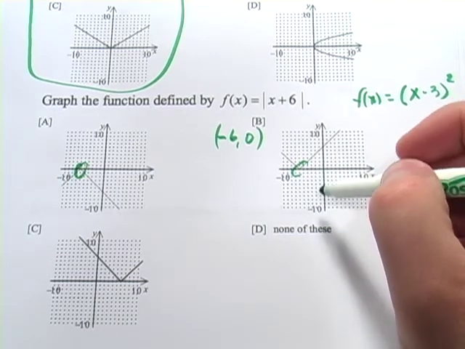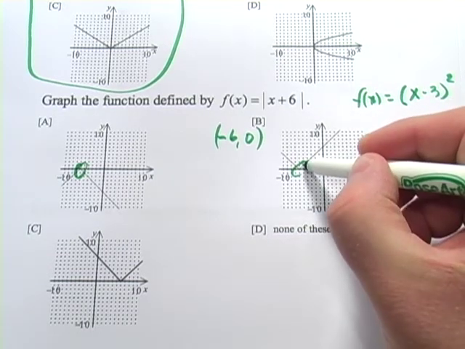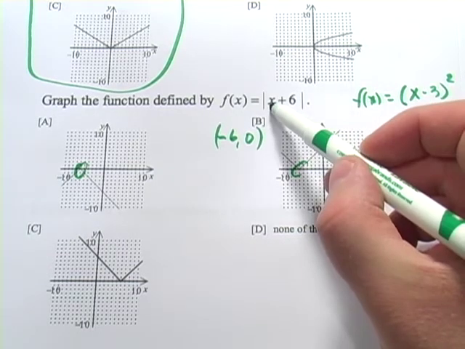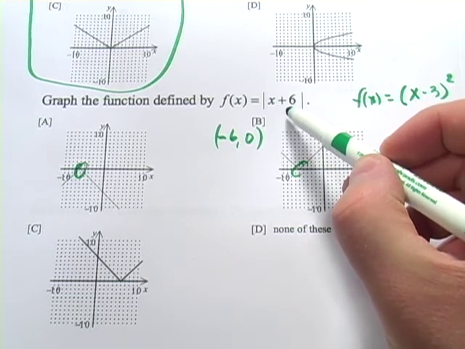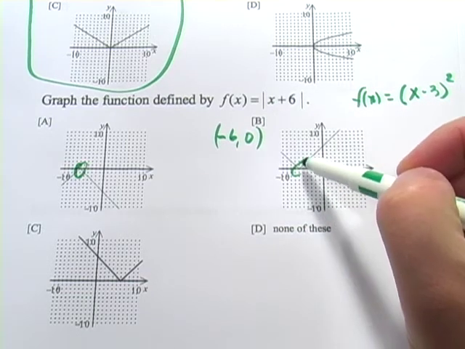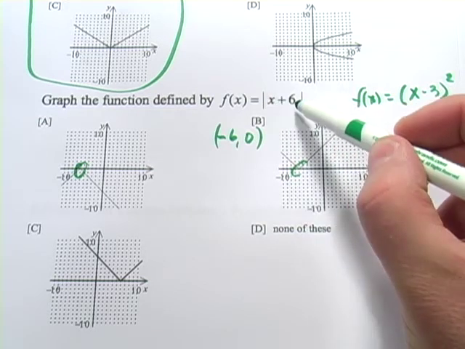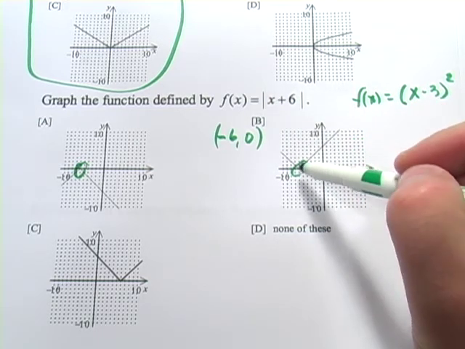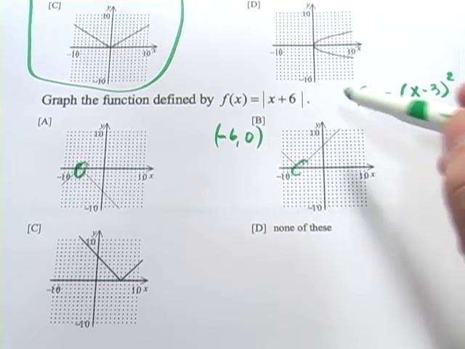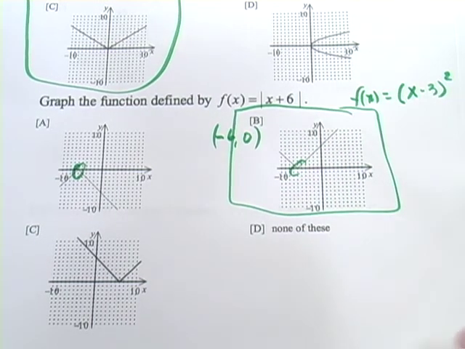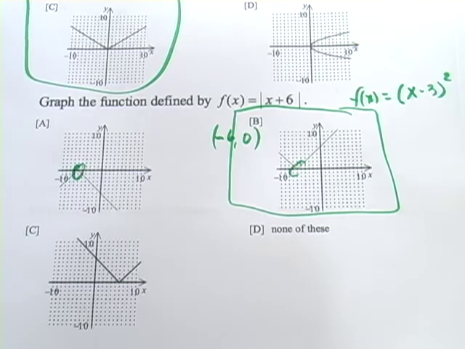So I might want to check one or two other points. Well, here's the point -5, 1. If I put a -5 in there, plus 6 would be 1, and that makes sense, -5, 1. Here's the point -7, 1. If I do that, -7 plus 6 would be -1. Absolute value would be 1. That appears to be working. So it looks like B is our correct answer there.